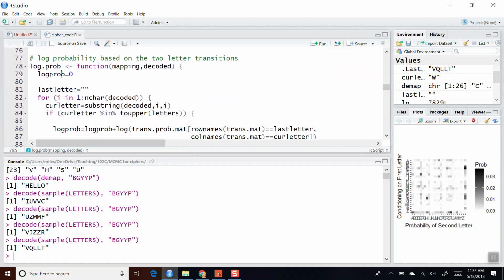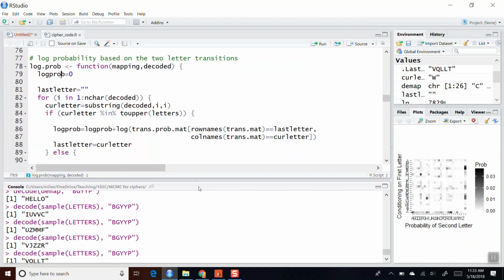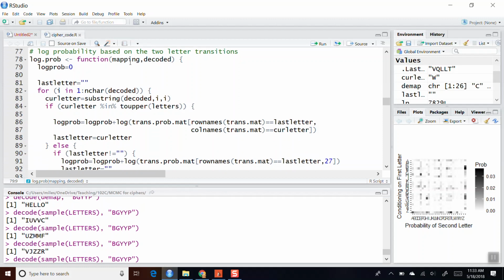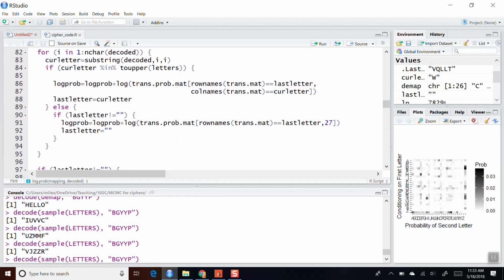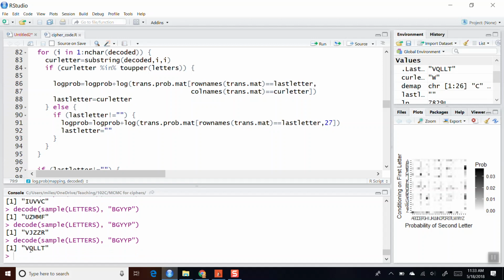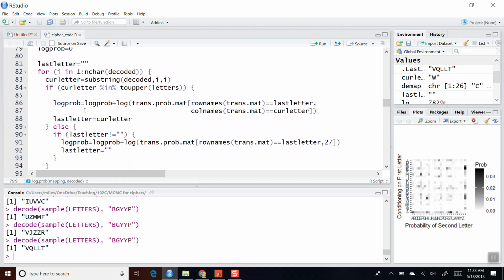And then log probability, this is going to find the log probability based on the two-letter transitions. So what we're doing is we take our mapping and we take our text as it runs through the decoder. Here we're proposing VQLLT, and we say, okay, what is this? It's going to go through here and look up each letter combination. It's going to say, what's the score associated with VQ? And we're going to add that to the log probability.